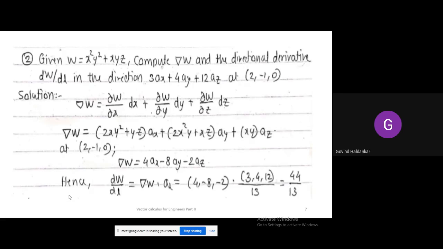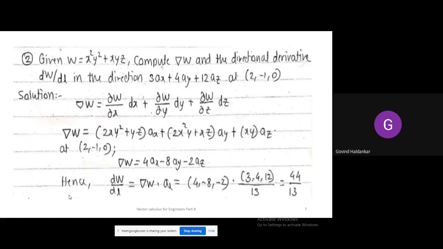This is the example based on gradient. Now gradient, as you know, we define using the del operator. Now in this example, w, that is a function, is given as x square y square plus xyz, and we need to find the gradient of w and a directional derivative. As you know, directional derivative is a vector. So directional derivative dw by dl requires a direction, and it is through a point, that is 2 minus 1 0. That is the numerical problem.